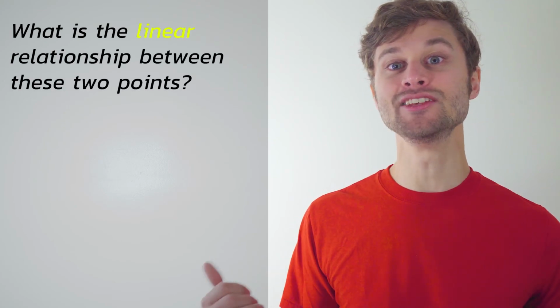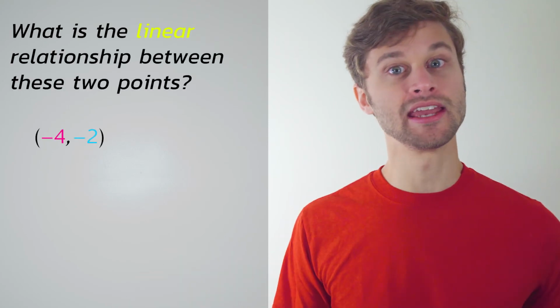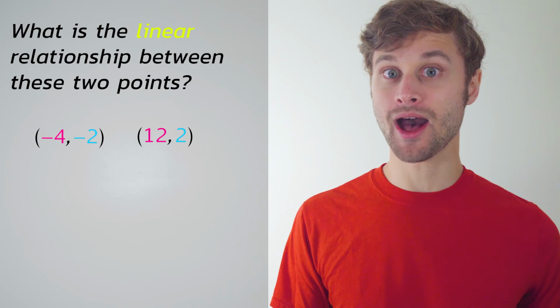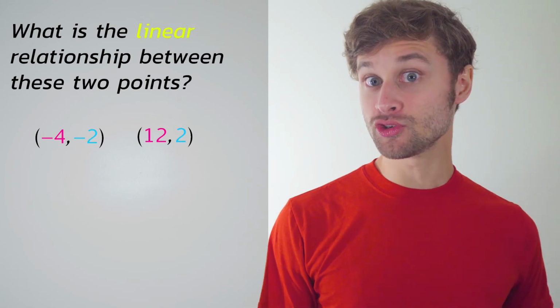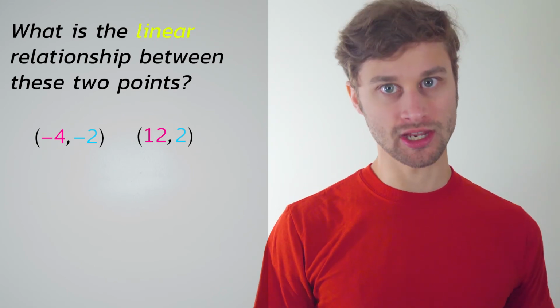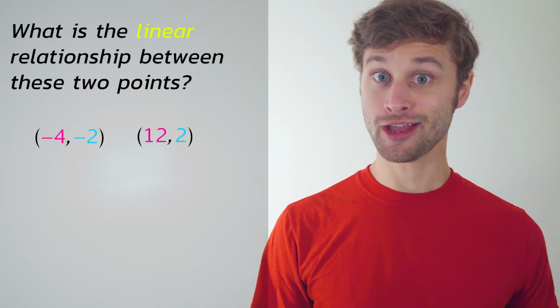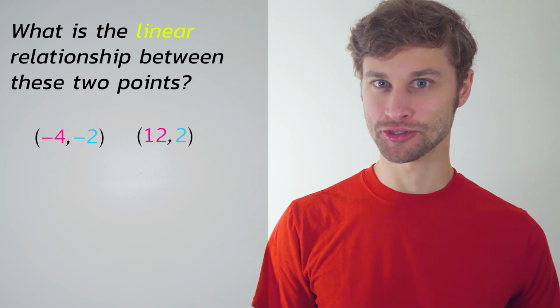In the next video, we're going to be checking out a problem using linear functions. But in the meantime, why don't you try it out yourself? What is the linear relationship between these two points? Negative 4, negative 2, and 12, positive 2. What is the x-intercept of this function, and what is the y-intercept of this function? Try it out yourself, and I'll see you in the solution.